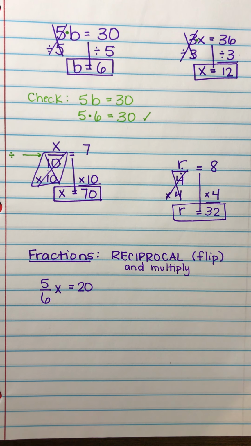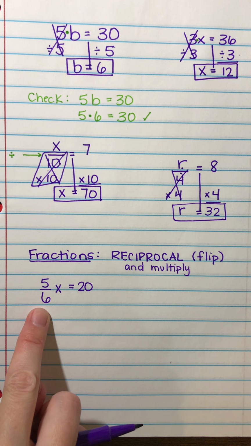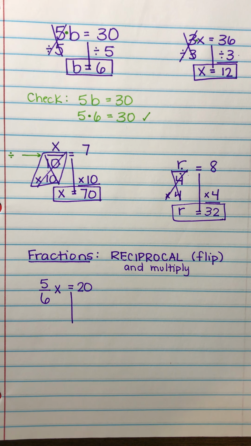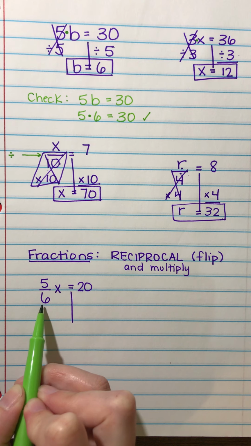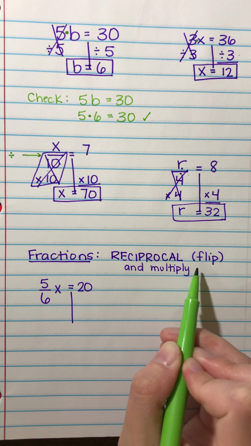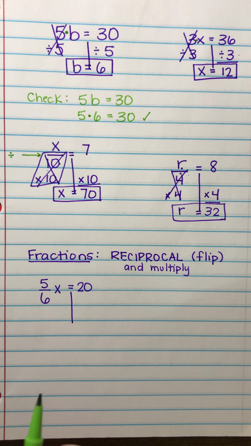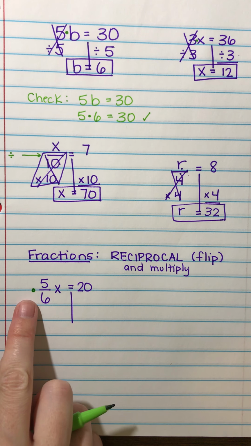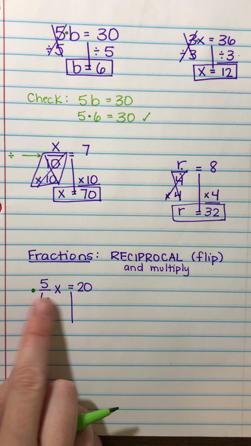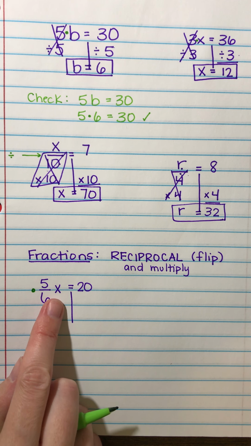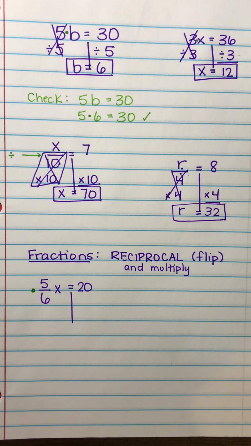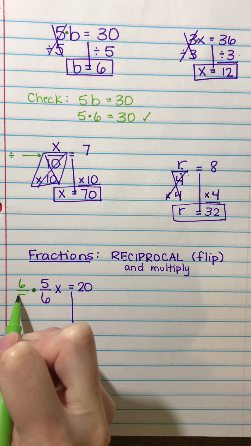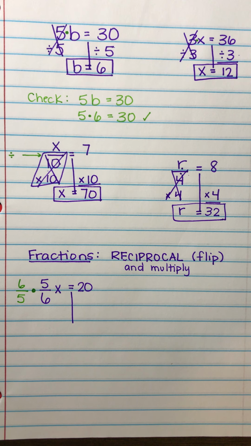So the way I get rid of this fraction, because my goal, remember, is to get the letter all by itself, I want to get rid of the 5/6. The way to get rid of it is to flip it and multiply. So I'm going to put my multiplication sign. Notice I used a dot instead of an X, just because I have the letter X in there. The dot means multiply. And I'm going to flip the fraction upside down, which means I'm going to do 6/5.